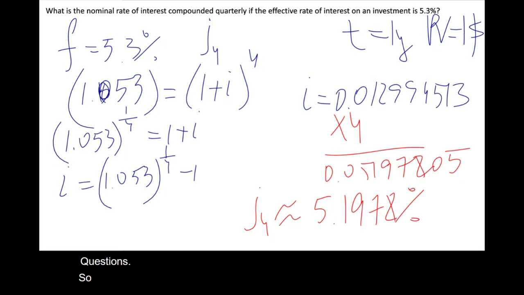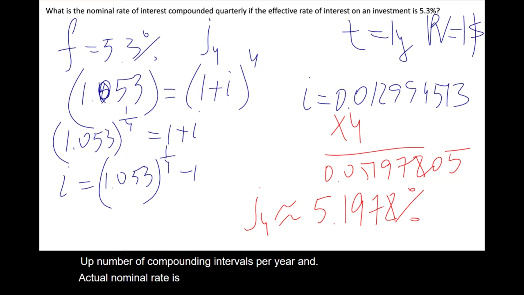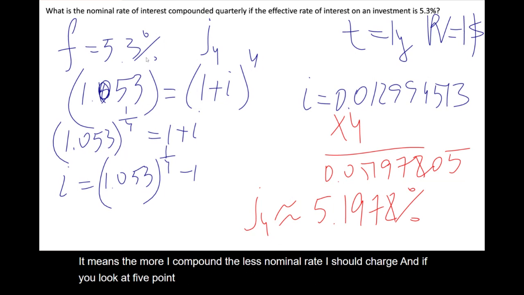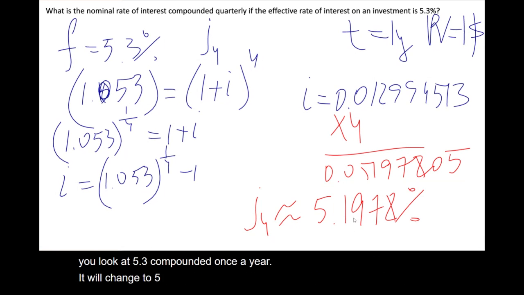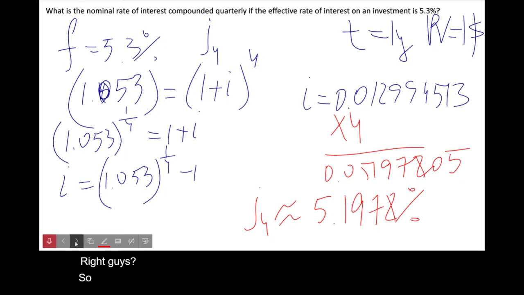So I remember that the relation between the number of compounding intervals per year and the nominal rate is reverse. It means the more I compound, the less nominal rate I should charge. And if you look at 5.3 compounded once a year, it will change to 5.2, let's say, compounded quarterly. So it dropped. Right, guys? So let's continue.